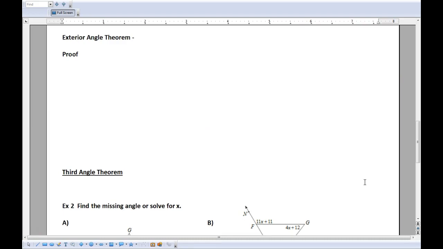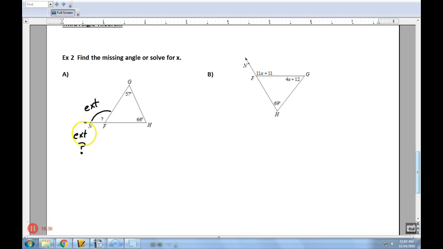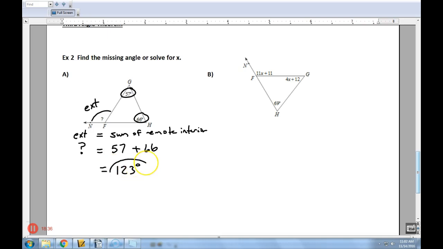All right, let's actually get down and solve a couple of these exterior angle problems. Looking at this problem here, we're trying to find this exterior angle. So let's use the theorem. The outside angle, the exterior, is supposed to equal the sum of the remote interior angles. Well, that outside angle, question mark, should equal the sum of the two remote ones, 57 plus 66, which I believe shakes out to be 123. 123 degrees.